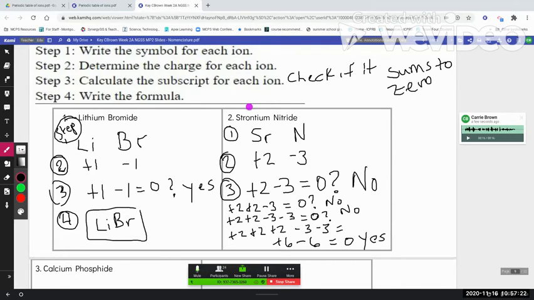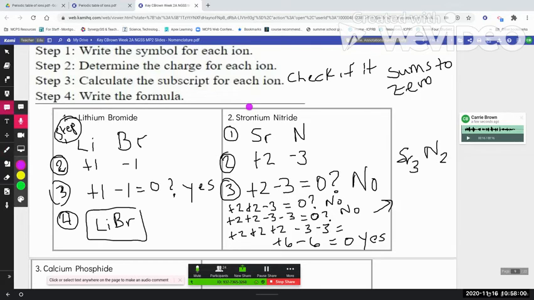So when I write my final answer, I'm going to have my subscript for strontium add up to how many pluses I had to write down. So strontium is a 3 as a subscript because I needed 3 +2s. Nitride, I have 2 minus 3s, so its subscript is a 2. Okay.